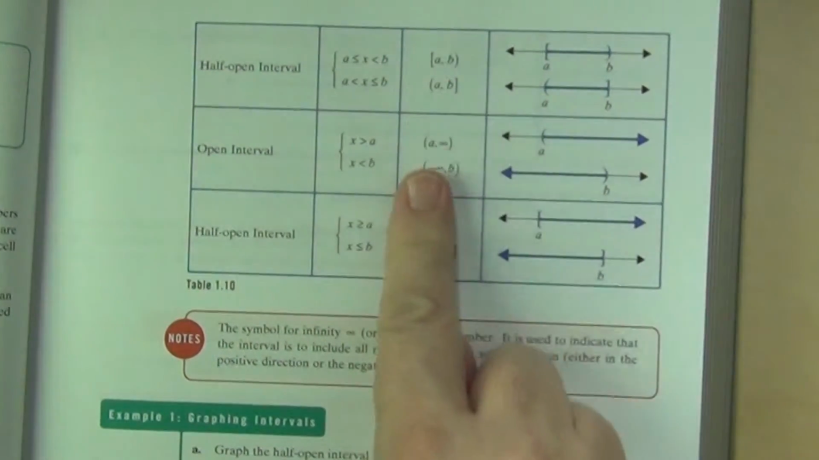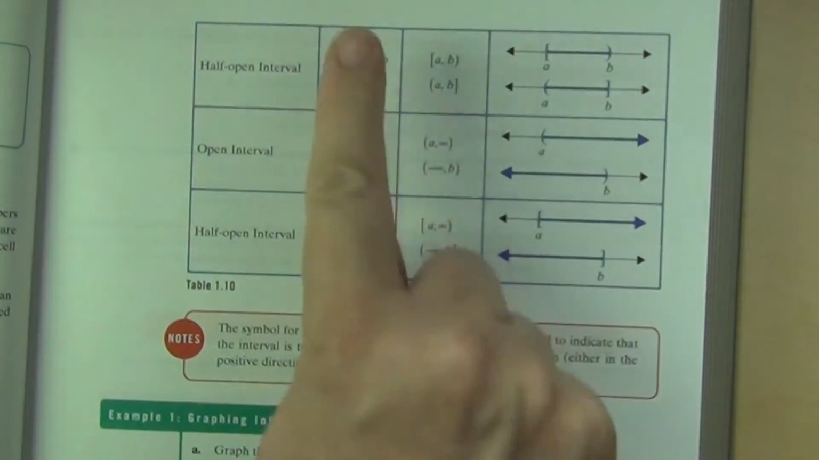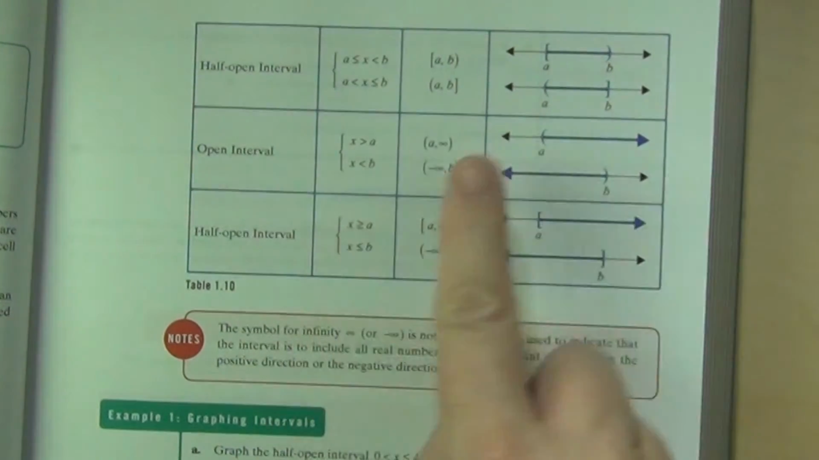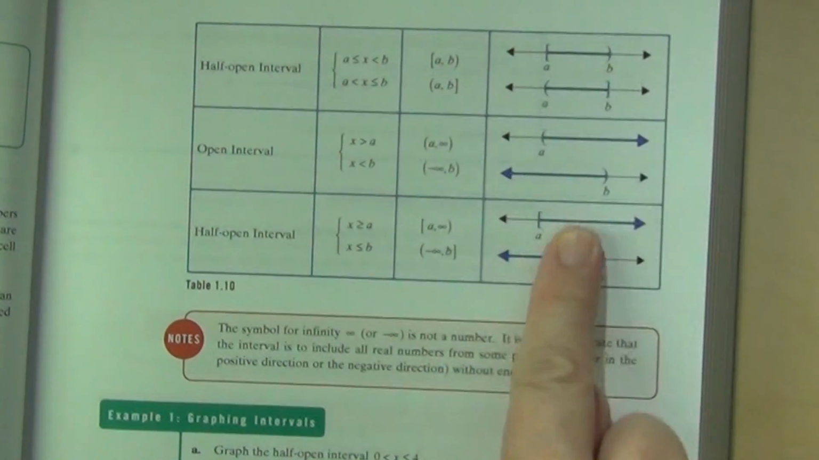So this column tells you the interval notation. This column is the algebraic notation, and the final column is the graph on the number line.